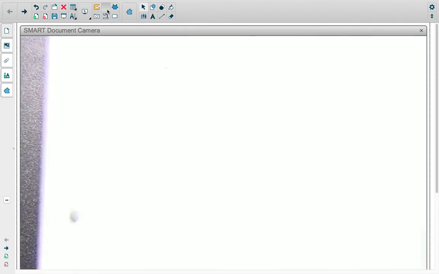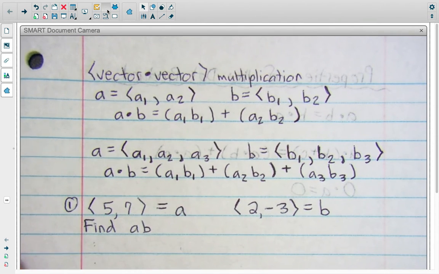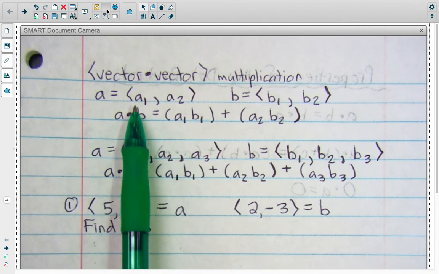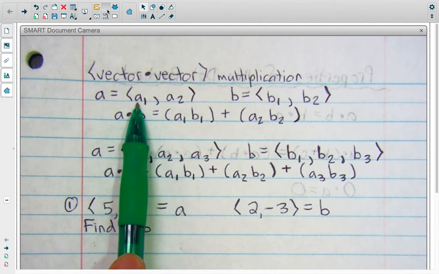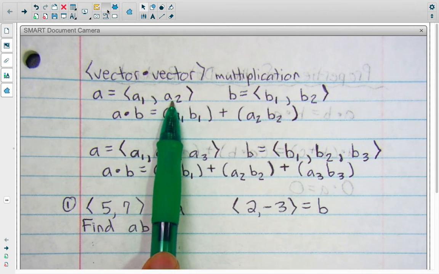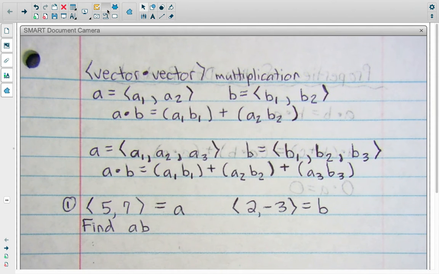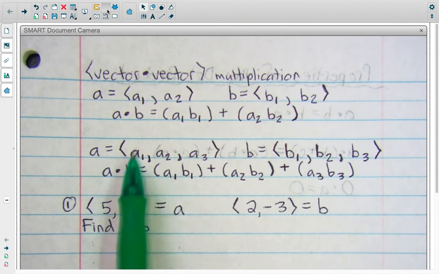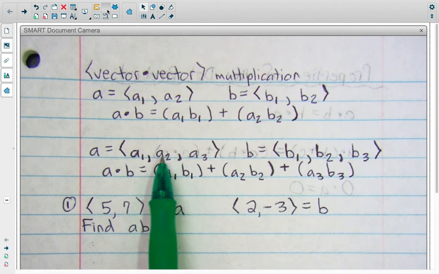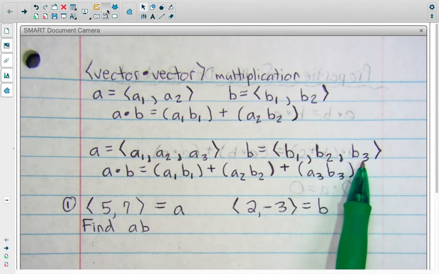Now I do want to take a look at multiplying two vectors. When we're multiplying a vector times a vector, if it's a two-dimensional vector, I take this first number, multiply by this first number, and add it to the second number times the second number. If it's a three-dimensional vector, I take the first number, multiply it by the first number here. I take the second, multiply by the second, and then I take the third and multiply by the third.